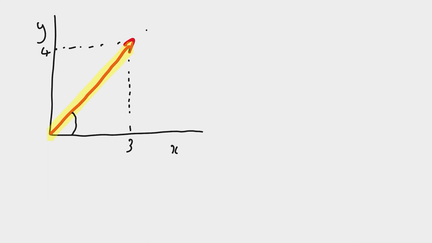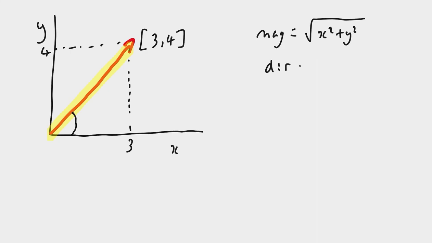So this vector here, just to be clear, it's 3, 4 there. Okay, so to calculate the magnitude, well, this is an application of Pythagoras, so it's square root of x squared plus y squared. So the magnitude is essentially the hypotenuse of the triangle there. And then the angle here, the direction, it's the angle from the horizontal. So the direction is equal to the inverse of tan y over x.